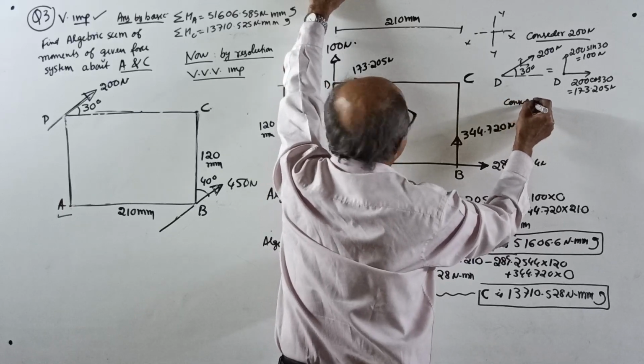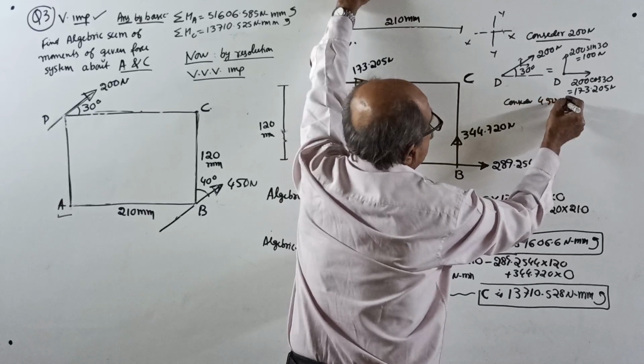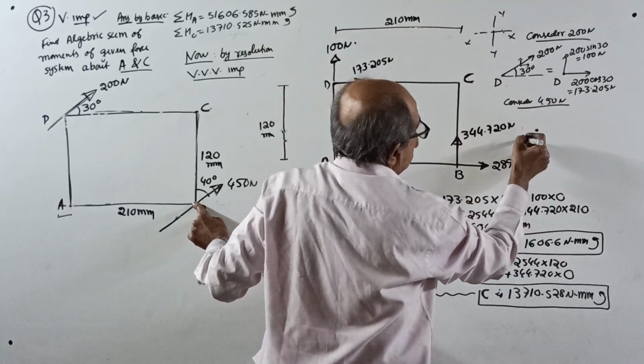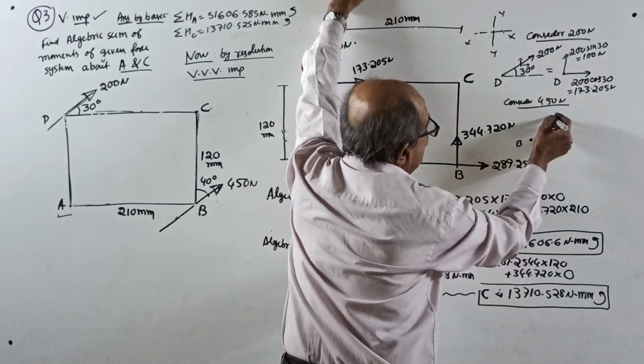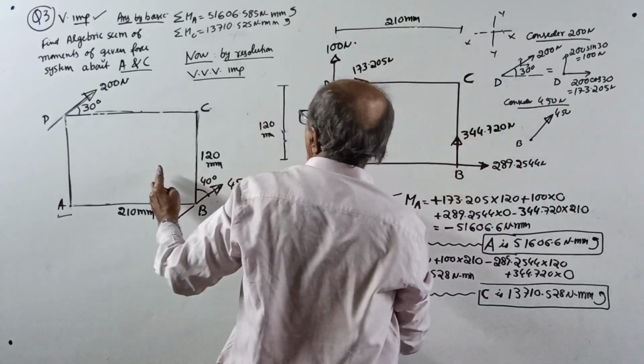Okay. Next, consider the other force, 450 Newton force. It is passing through the point B, somewhere here. Through the point B, it is this way. 450 Newton. Both are going this way only.